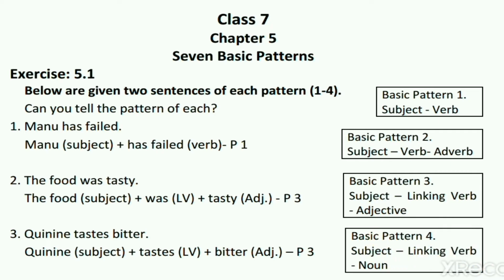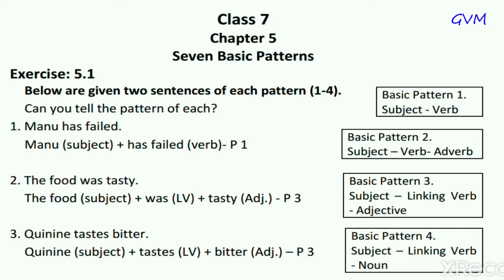Now linking verb. Linking verb is a verb that connects the subject with the adjective or the noun that describes it. Some of the linking verbs are be, become, seem, look, appear, taste, smell, feel and grow.